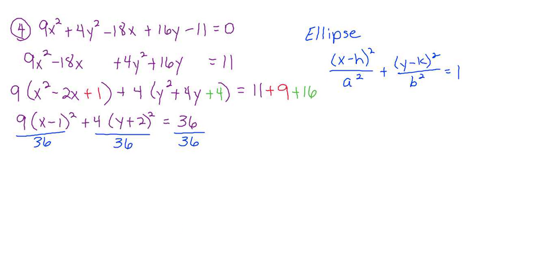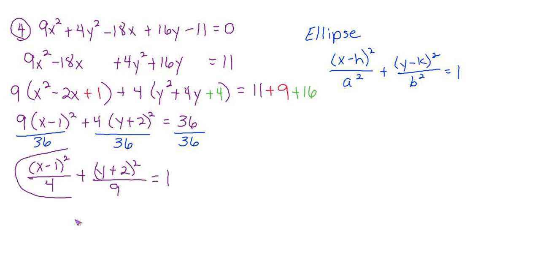then I get it in this nice, beautiful form: x minus 1 quantity squared over 4 plus y plus 2 quantity squared over 9 equals 1. And there we have it. We've matched up that form. We now have what we would need to graph this ellipse.